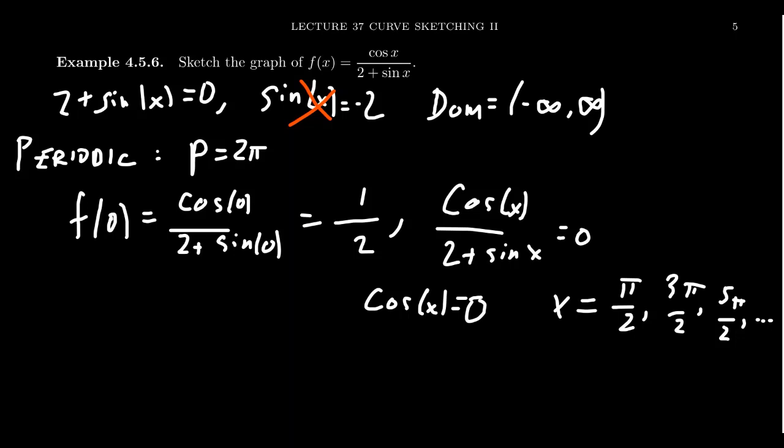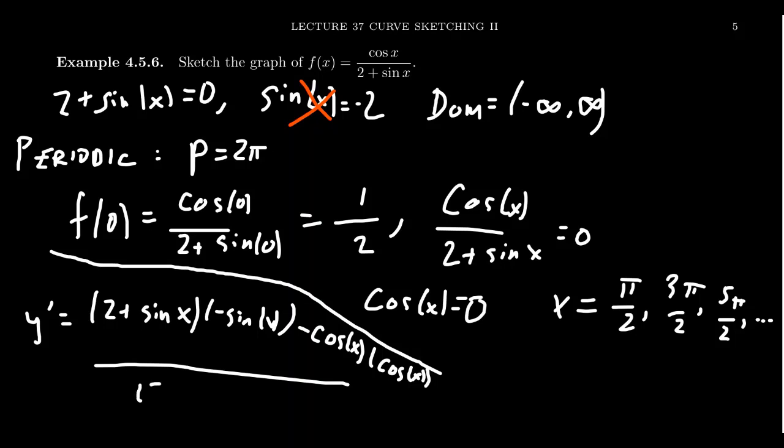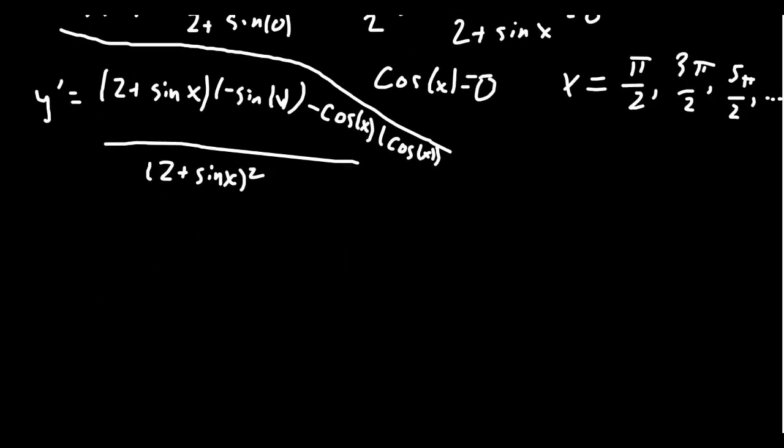Let's calculate the first derivative by the quotient rule. You can see the quotient rule is our best friend in this section. By the quotient rule, we get 2 plus sine of x times the derivative of cosine, which is a negative sine. Do make sure you put parentheses there so you take the correct multiplication and you don't accidentally subtract it. Then minus cosine, I should have planned ahead here, times the derivative of 2 plus sine, which is a cosine. And this all sits above 2 plus sine x squared. Don't multiply out the denominator. Let me move down to give myself some more room.